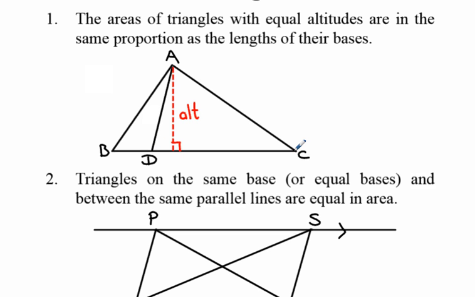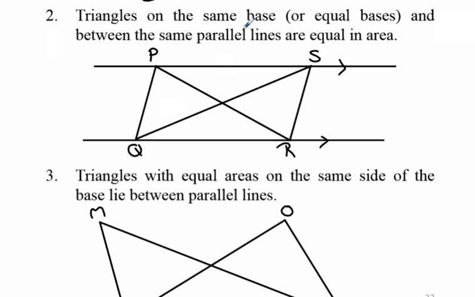And when we look at an example a little bit later, we'll see a bit more as to why that's true. Then we've got triangles on the same base or equal bases. So for example, I've got base QR, and between the same parallel lines, so that line is parallel to that line, are equal in area. So I'm saying that a triangle PQR, the area of that triangle is equal to the area of triangle SQR. Same base, but they're between parallel lines.